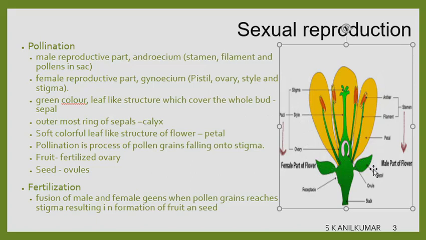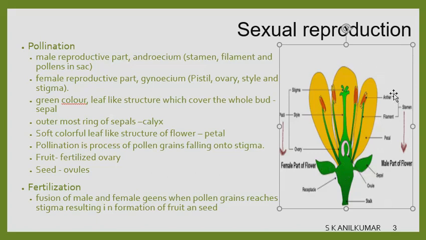The green color structures are called the sepals. The colorful soft structures are called the petals. The outermost ring of the sepal is called the calyx. In some flowers, the calyx remains even after it becomes the fruit.